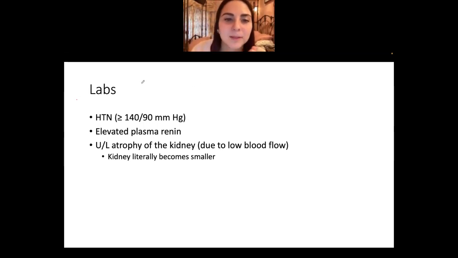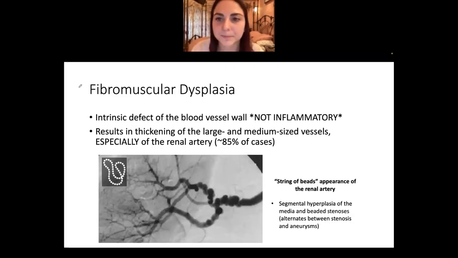So, oh, I thought I put a picture. I guess I didn't put a picture. So literally the kidney would shrink. And that could be an indication that the patient has unilateral renal artery stenosis, elevated plasma renin, and then very high blood pressure.